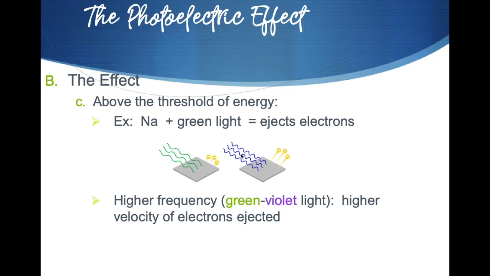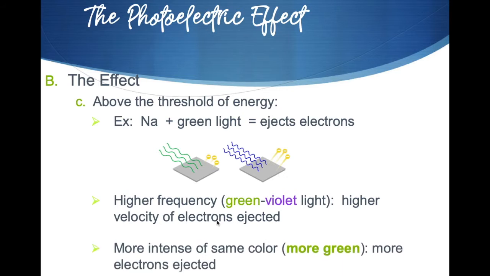So if green light works, but now you make it a higher frequency, let's say I change it to blue or violet, you get a higher velocity or speed of the electrons ejected. So in this case, this amount of light, which is of course arbitrary, produced 3 electrons. This amount of light will still produce 3 electrons, they'll just move a lot faster.